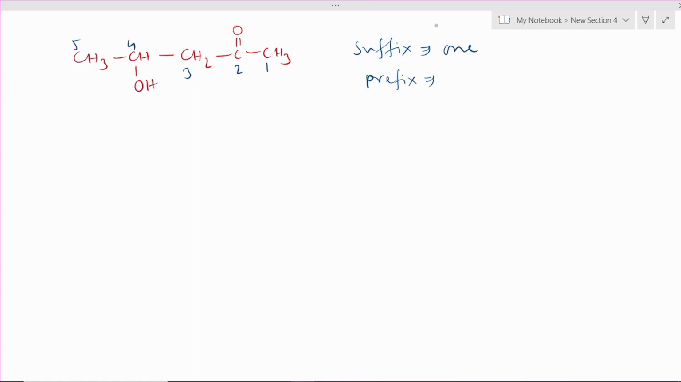We will take another example. Suppose this compound is taken. So numbering will be done from this side because ketone has greater priority than alcohol. 3, 4 and 5. So here suffix will be one and prefix will be hydroxy. The name will be 4-hydroxy pentan-2-one. Now we will move on to the rules of nomenclature of alicyclic compounds.